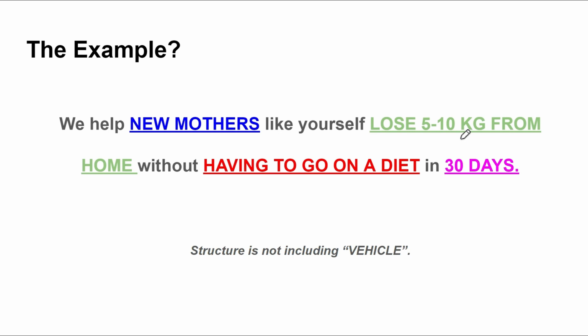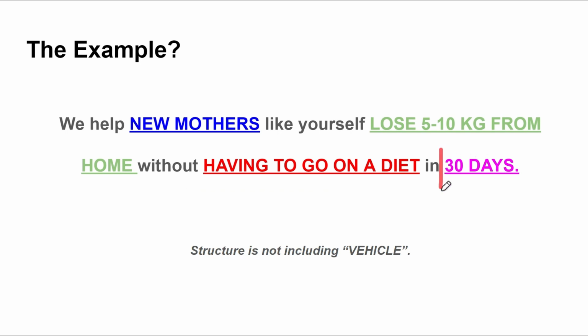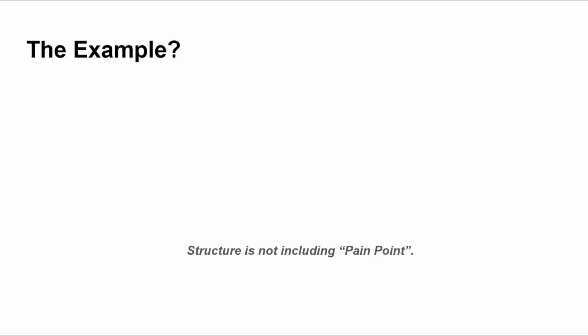That's their desired outcome, and that's their pain point. They don't want to go on a diet. They don't want to be eating broccoli or cabbage every day, and so is everyone. And we give them a tangible value. When we put a number or a definite time frame on anything, it's going to feel more realistic, more tangible. So again, this example does not include a vehicle, and it still makes sense. It's still fine. It still works. It's still catchy. It still attracts your audience. That's what I mean by flexibility.